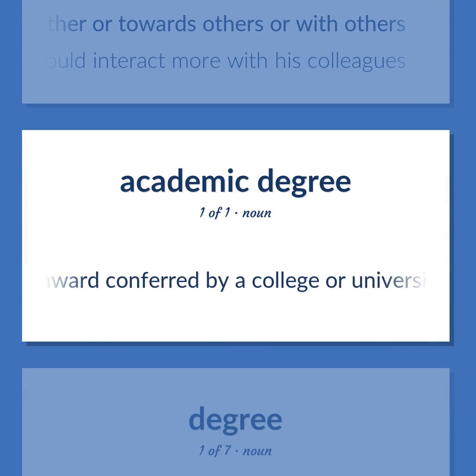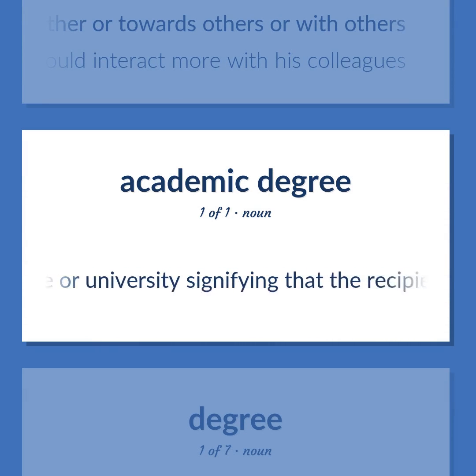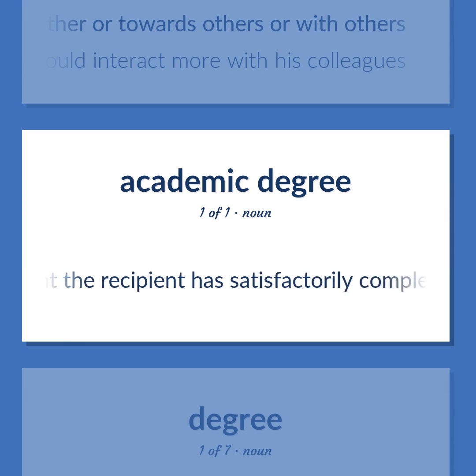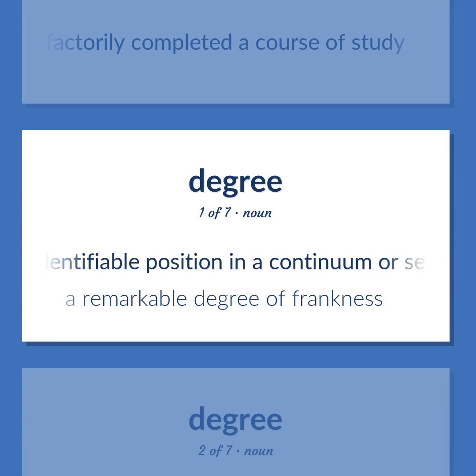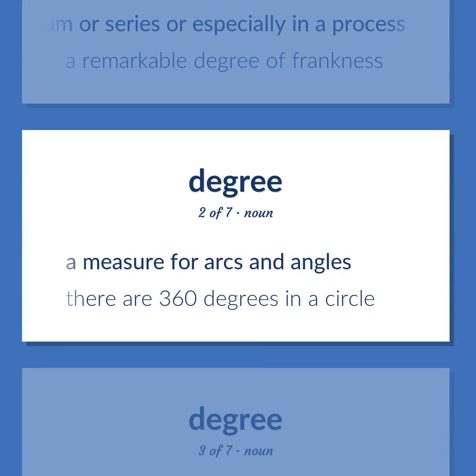An award conferred by a college or university signifying that the recipient has satisfactorily completed a course of study. A specific identifiable position in a continuum or series or especially in a process. A remarkable degree of frankness. A measure for arcs and angles. There are 360 degrees in a circle.